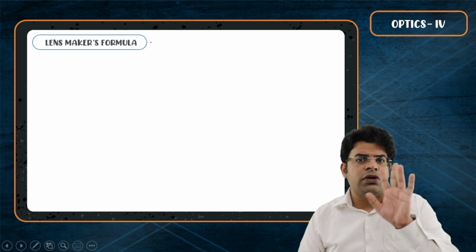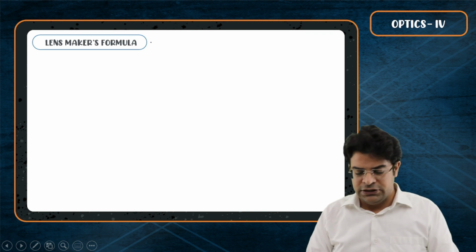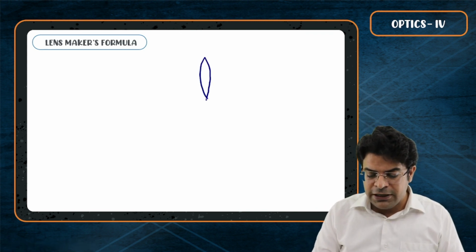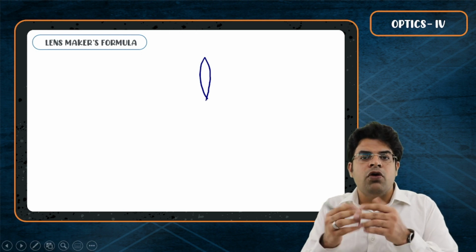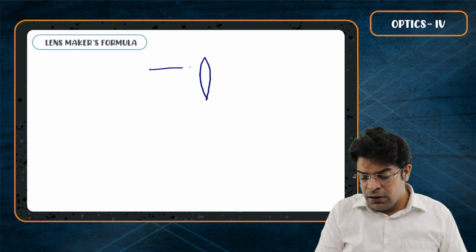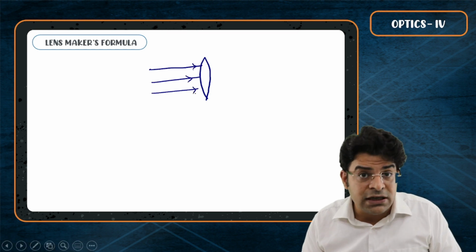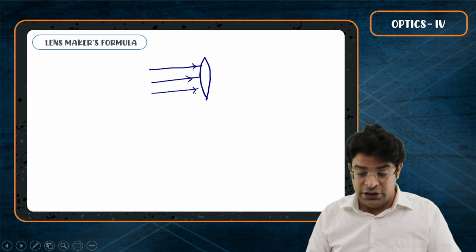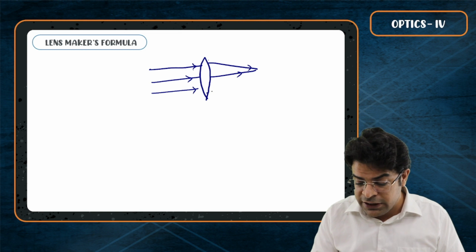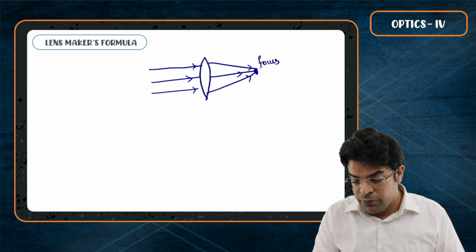There are two types of lenses: converging lenses and diverging lenses. Let's say you have a converging lens, and to explain it, I am taking a biconvex lens. If we hit a parallel beam of light on this, it's a converging lens. What will it do? It will converge the rays. So after coming out, the rays will be converged and these parallel rays will meet at a point. And this point is called the focus.